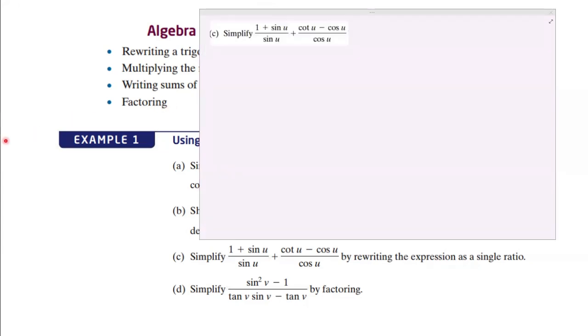Okay, for this next example, we're going to try and rewrite this with a common denominator, and then we're going to simplify it so that it's only in terms of sine and cosine. All right, so if I'm going to get a common denominator, then I would need to multiply the top and the bottom of this first rational expression by the cosine u.